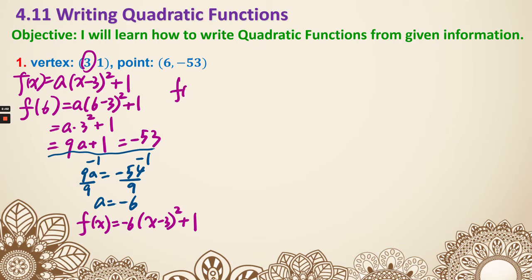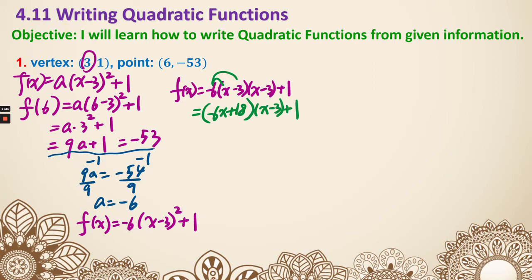So f of x equals negative 6. I'm going to write it twice, x minus 3, plus 1. You have a couple ways to distribute. You can either distribute the negative 6 to the first parentheses and then distribute again, or you can do x minus 3 times x minus 3 first and then distribute later. So I'm just going to distribute the negative 6 in. So I got negative 6x plus 18, and times x minus 3 plus 1.